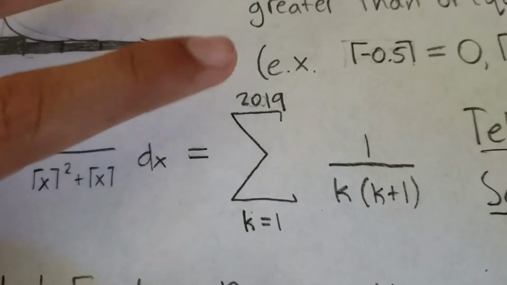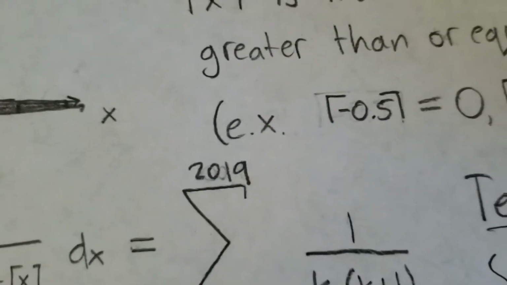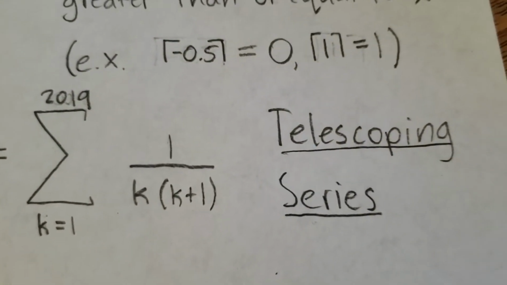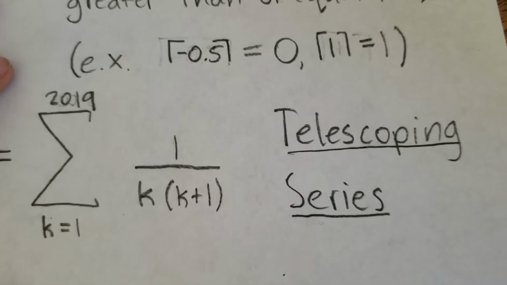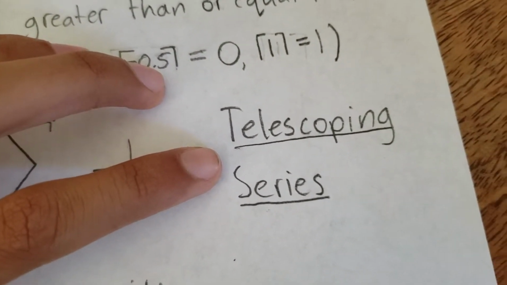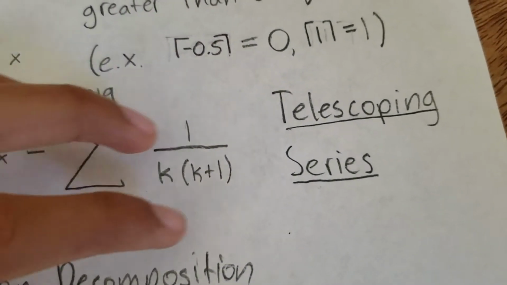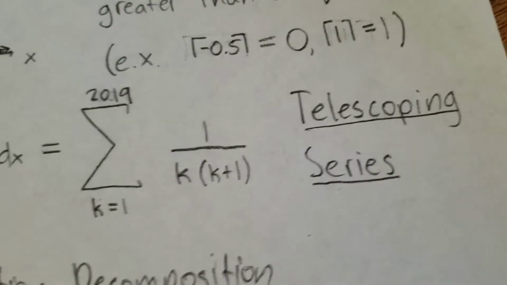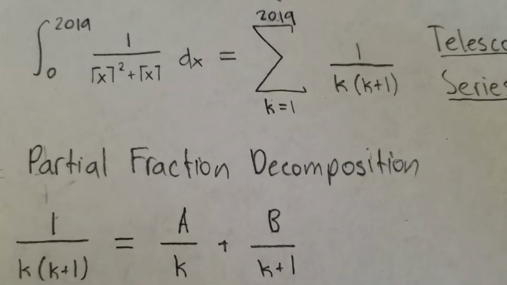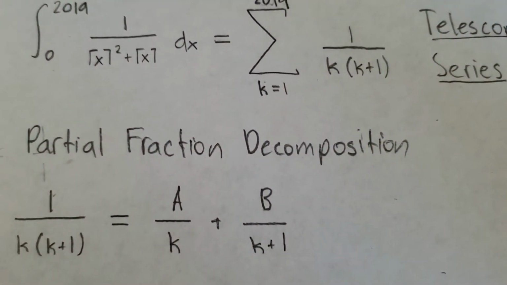And we go all the way to 2019 because that's our limit of integration. All right, so now that we have that down, we just need to identify what kind of series this is. And it turns out this is something called a telescoping series. Telescoping series is just exactly this right over here: 1 over k times k plus 1. So to find the sum of a telescoping series, we employ a method called partial fraction decomposition.